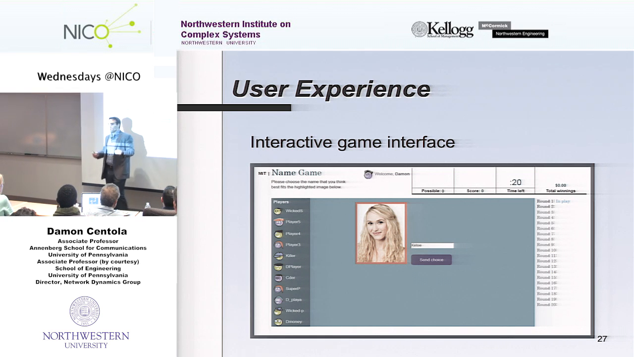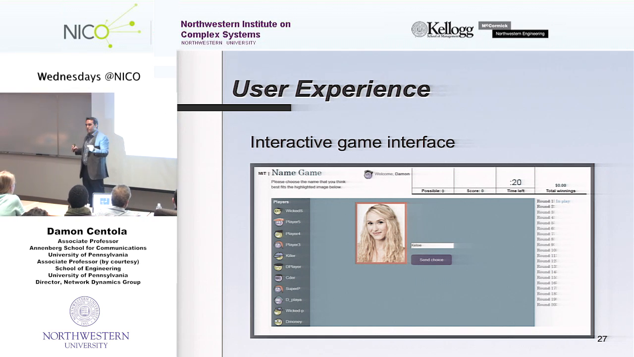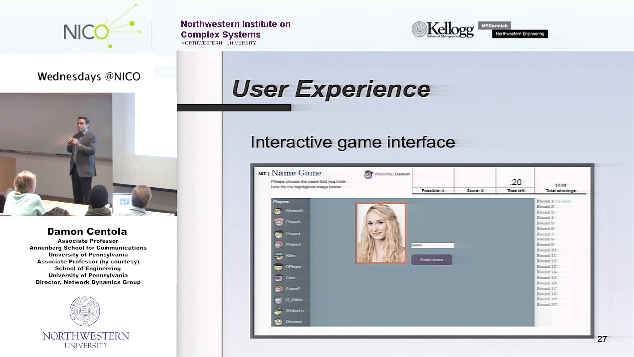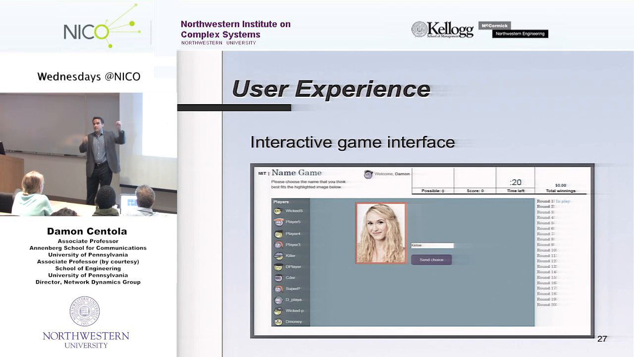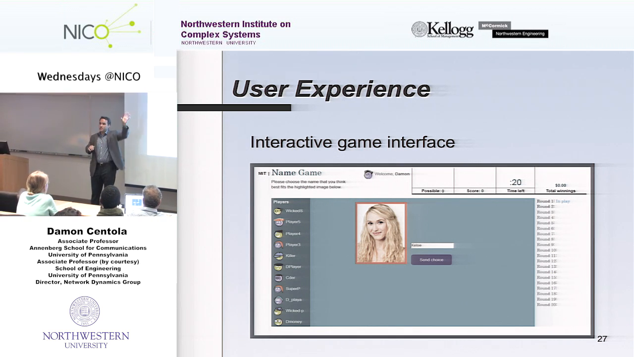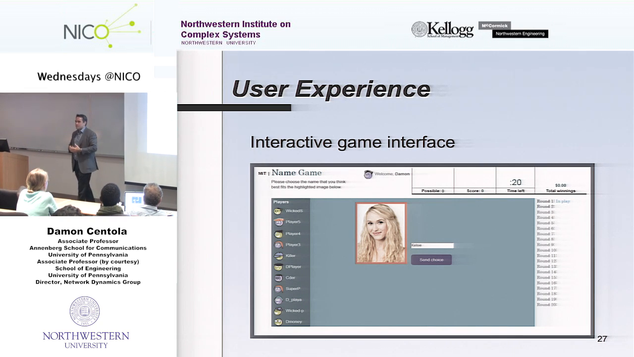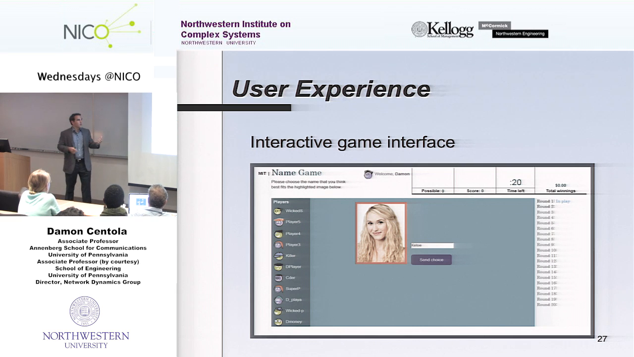You're rewarded for cooperating. So if you and the person you're interacting with say the same name, the machine comes up and says, you matched. You said the same name, and you get the reward. In this case, it's completely nominal reward. It's like 25 cents or something.